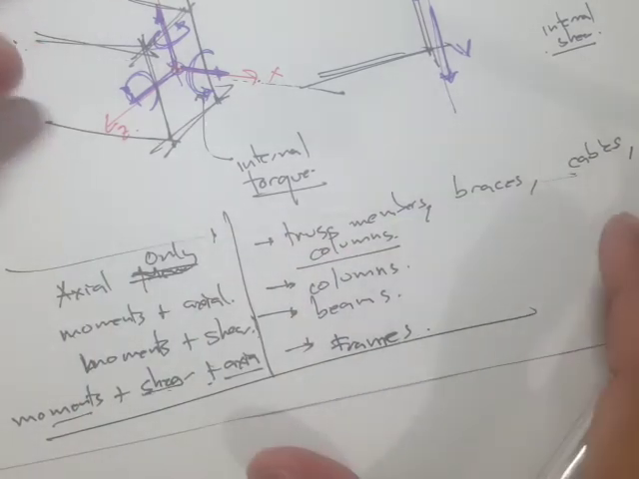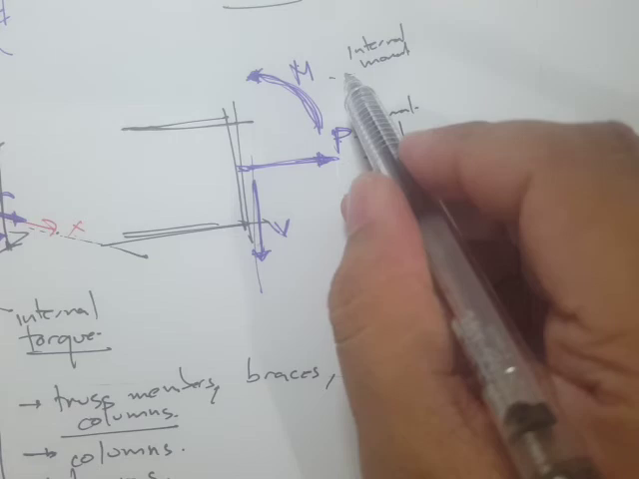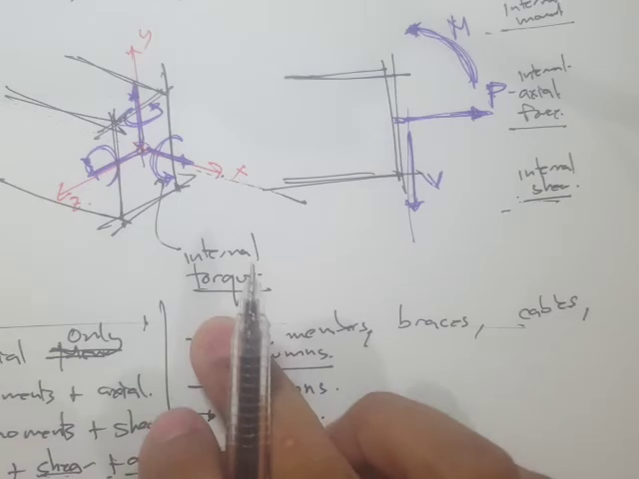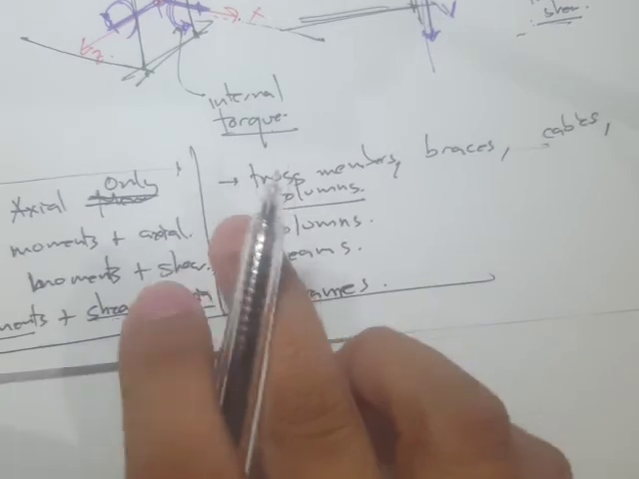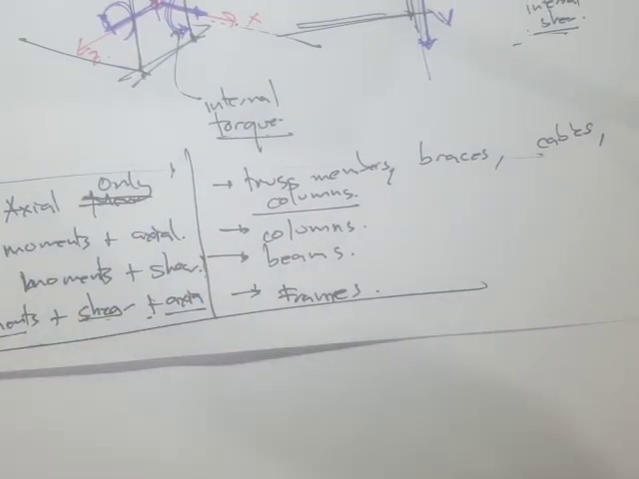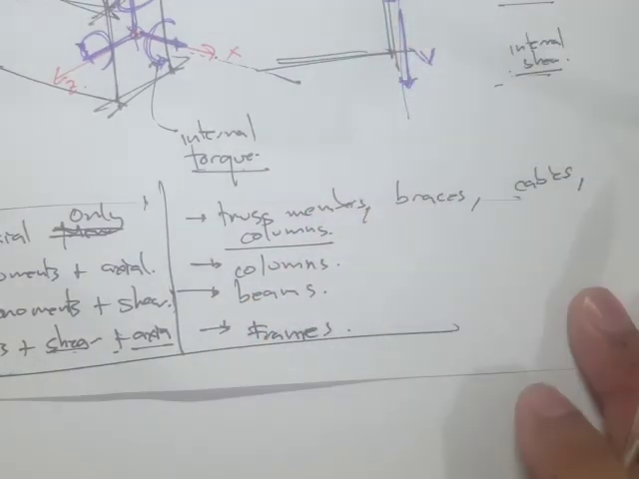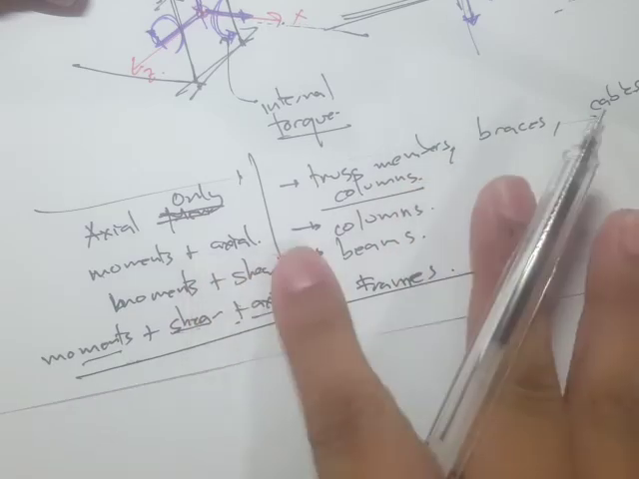The point right here is that because of external forces, there's going to be an internal force, and this internal force could be internal moment, axial force, internal shear, or torque. Depending upon the type of structure, whether a truss member, a column, a beam, or a frame, not all internal forces are present. Sometimes we want to present these internal forces in terms of a graph.